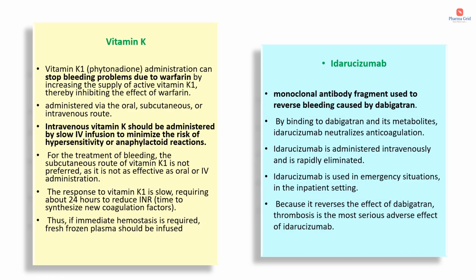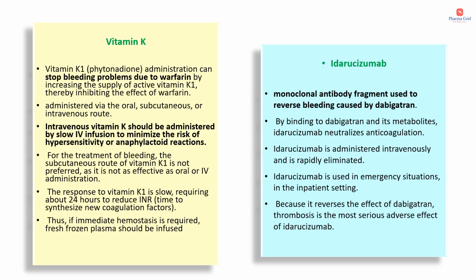Next one is vitamin K. Vitamin K1 is also known as phytonadione. This vitamin K1 administration can stop bleeding problems due to warfarin by increasing the supply of active vitamin K1, thereby inhibiting the effect of warfarin. And vitamin K1 is administered via the oral, subcutaneous or intravenous route. Intravenous vitamin K should be administered by slow IV infusion to minimize the risk of hypersensitivity or anaphylactic reactions.